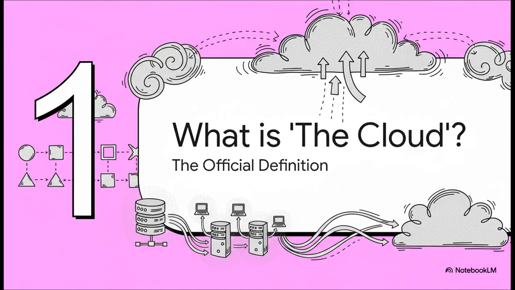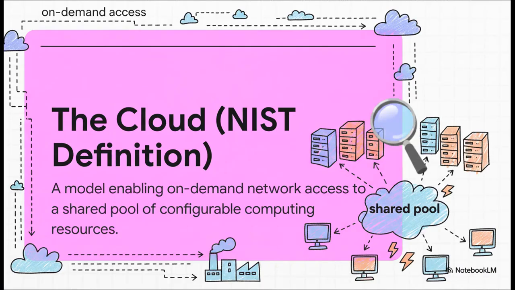Okay, so to get to the bottom of that, we kind of have to start with the official definition. But don't worry, what's really important is the big idea behind it, because honestly, it's an idea that totally flipped how we think about computers on its head. So here you go, the official definition from NIST. And yeah, I know, it looks a little academic, but let's just zero in on two parts: on-demand access and a shared pool. The key thing to get is that the cloud isn't really a place so much as it is a model for how we get stuff.